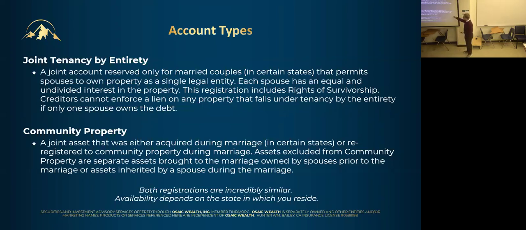So assets excluded from community property are separate assets brought to the marriage, owned by spouses prior to the marriage, or assets inherited by a spouse during the marriage. Now, that's one very important caveat, assuming they don't get commingled with married assets. So if you have outside assets that were brought into the marriage before the marriage occurred, that were accrued beforehand, those can be excluded from community property. And inherited assets also can be, but you have to keep them separate.